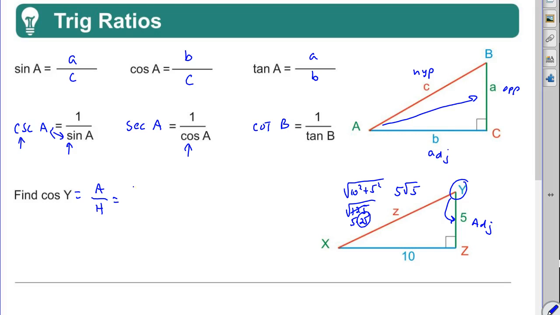So to finish off, what is the ratio of the cosine of y? It's the adjacent 5 divided by the hypotenuse 5 times the square root of 5. These 5's divide out, but I also have to rationalize my denominator. Multiply the bottom by the square root of 5, and whatever I do to the bottom, do the same thing to the top. My final answer is the square root of 5 divided by 5, the value of the cosine, the adjacent over the hypotenuse.